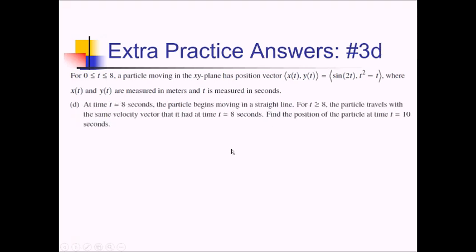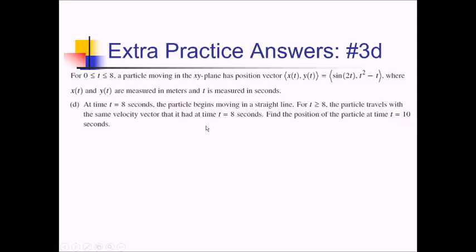For this last problem part, at time 8, the particle begins moving in a straight line. And for time greater than or equal to 8, it's traveling with the same velocity vector that it had at time 8. So basically, the x prime and the y prime are constant after you get to 8. Based off that, we want the position of our particle at time 10.